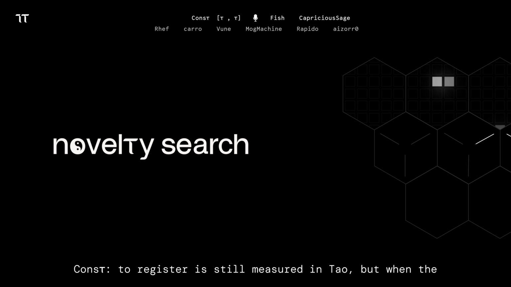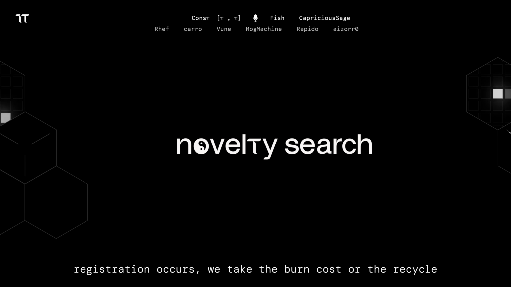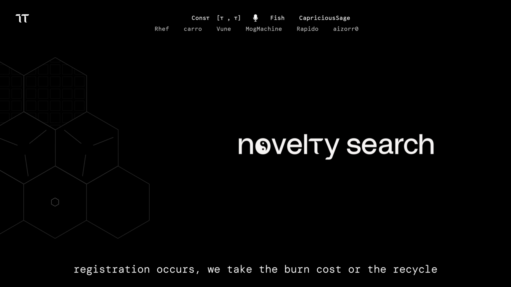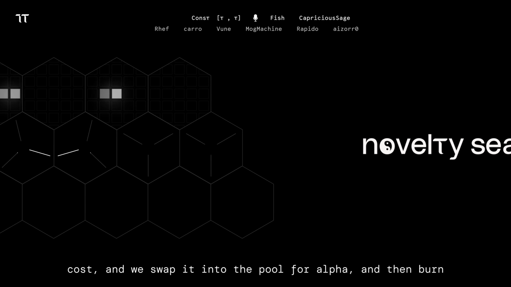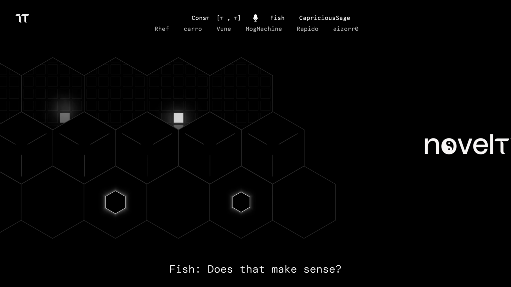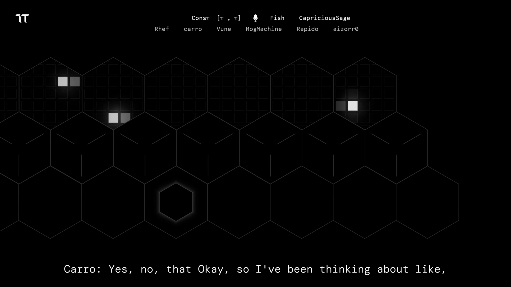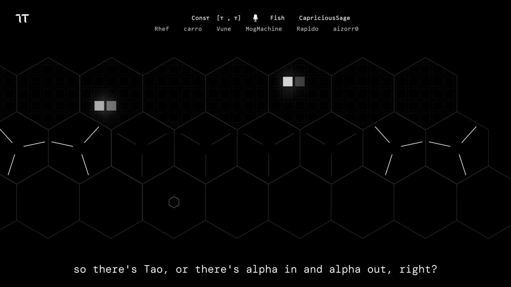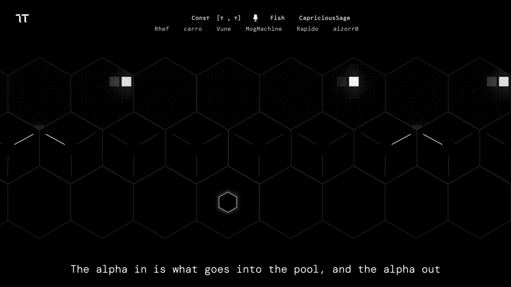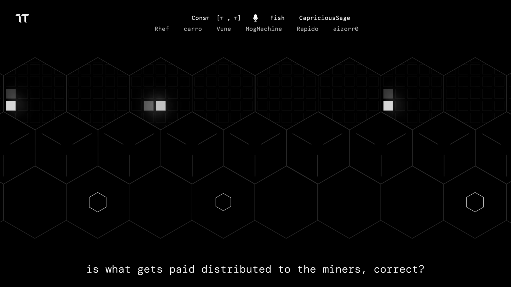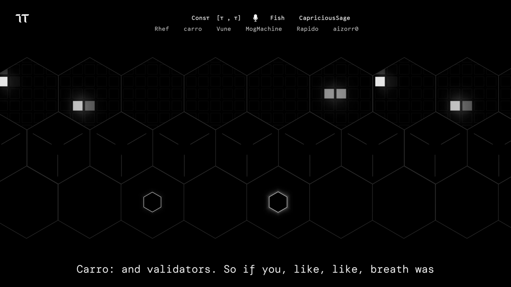So the cost to register is still measured in TAO, but when the registration occurs, we take the burn cost or the recycle cost, and we swap it into the pool for alpha and then burn the alpha. Does that make sense? So I've been thinking, there's alpha in and alpha out, right? The alpha in is what goes into the pool, and the alpha out is what gets distributed to the miners, correct? Yes, and validators.